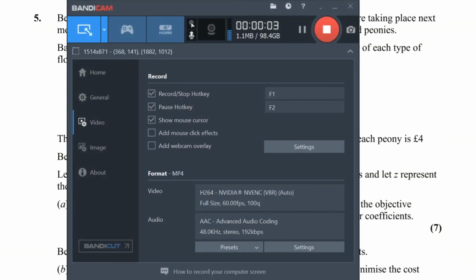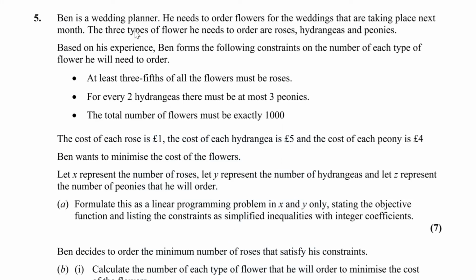Okay, so now for question number 5. Ben is a wedding planner. He needs to order flowers for the weddings that are taking place next month. The 3 types of flower he needs to order are roses, hydrangeas, and peonies. I don't even know how to pronounce any of these flowers. Based on his experience, Ben forms the following constraints on the number of each type of flower he will need to order.